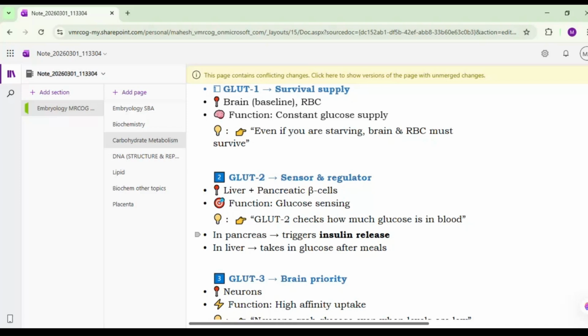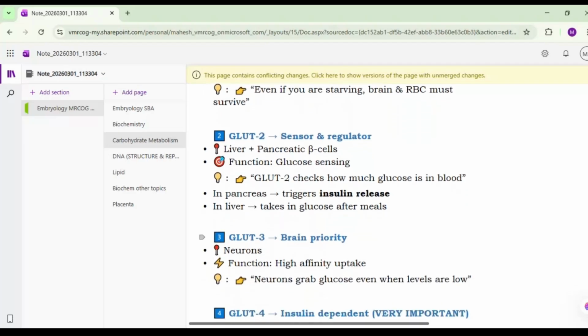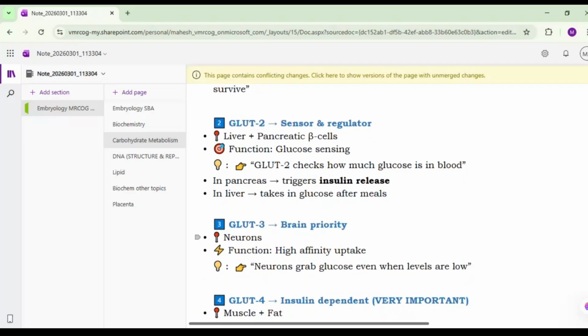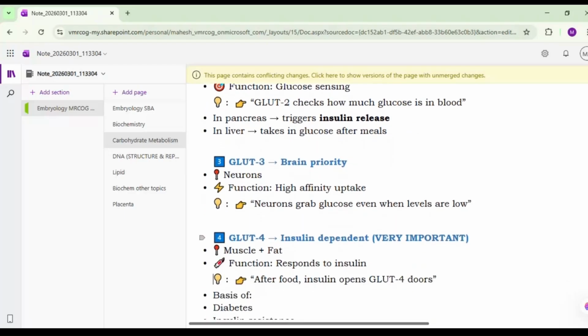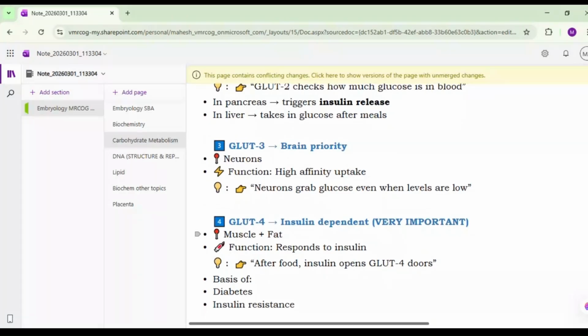In the pancreas, it will trigger the insulin release, and in the liver, it takes up the glucose after meals. GLUT3 is in the neurons. Function: it has a high affinity uptake, and neurons grab the glucose even when the levels are low. That is how you remember.